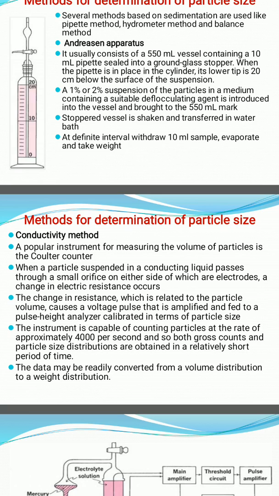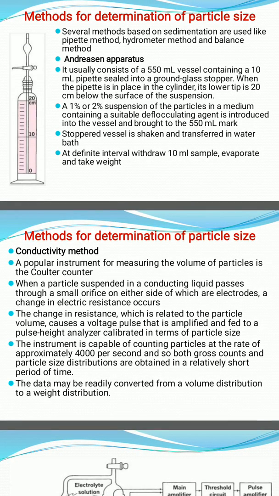Conduct the experiment for a definite period of time, and for the samples collected at different time intervals, evaporate the samples, and finally take the weight of each sample which is collected. In this way, we get the weight of the particles. Then we can calculate the percentage weight, calculate the percentage frequency, plot the frequency distribution curve, plot the cumulative frequency distribution curve, and finally determine the Stokes diameters. So that is all about the sedimentation method for determination of the particle size.